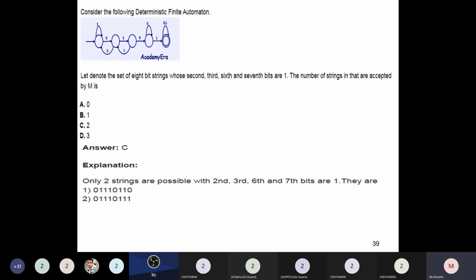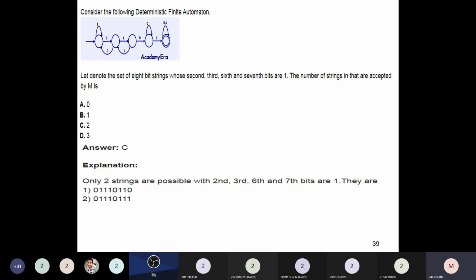Consider the following deterministic finite automata. So here the given DFA is there. Let it denote the set of 8-bit strings whose second, third, sixth, and seventh bits are 1. So totally 4 bits, we have to apply the condition. The second bit should be 1, and then the third bit should be 1, and then the sixth bit should be 1, and then the seventh bit should be 1. So this is the finite automata or DFA for the 8-bit string.